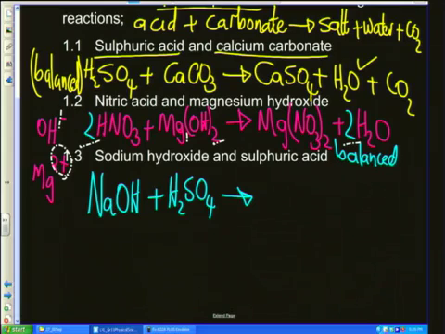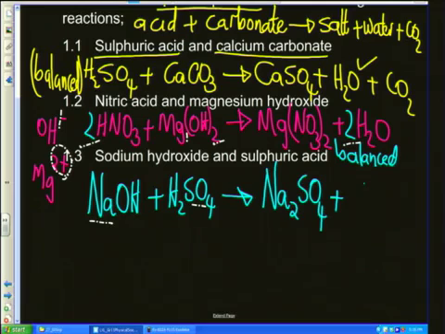I need to tell from what I have here. The sodium and the sulfate will give me the salt, and therefore the salt will be sodium sulfate. Because sodium is 1 plus and sulfate is 2 minus, I will have it like that, Na2SO4 plus the water. Okay, then balance the chemical equation.